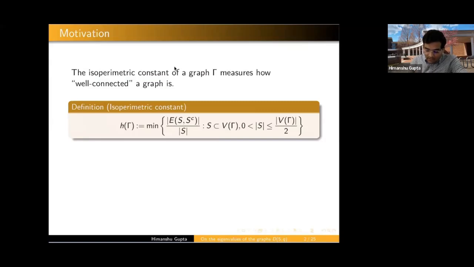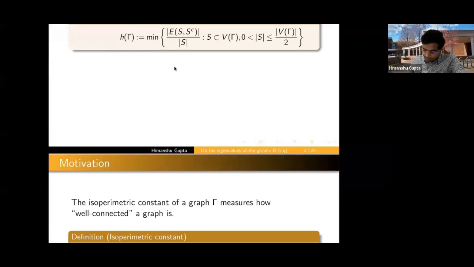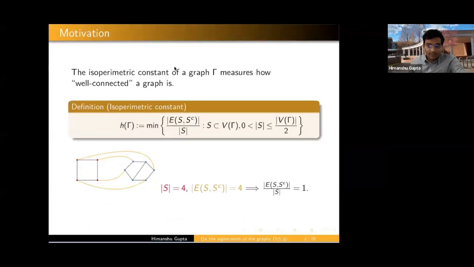It's basically the minimum over all subsets S of the vertex set, where V(Γ) is the vertex set of the graph, with size at most half the size of the graph, of this fraction: at the top we have the number of edges going from S to S complement, and at the bottom we have the number of vertices in S. Okay, so we are looking at the minimum of this quantity.